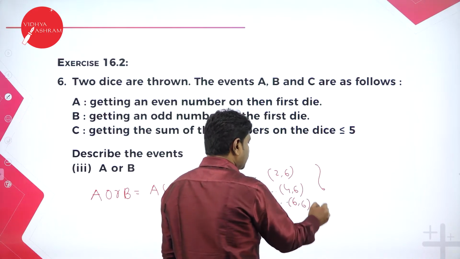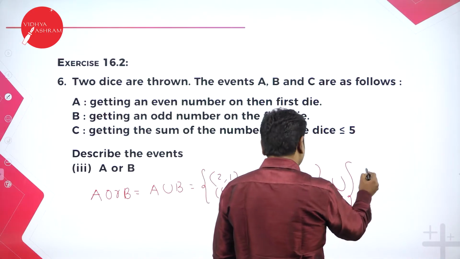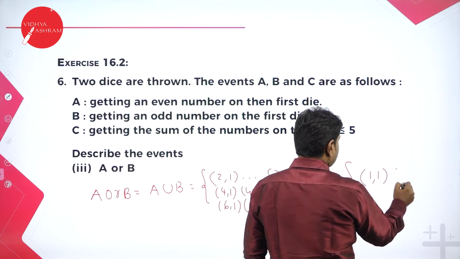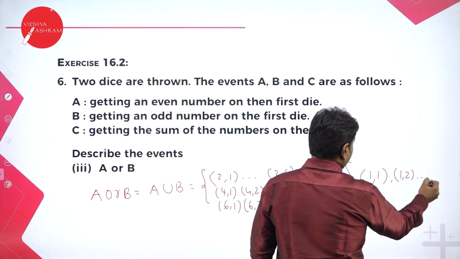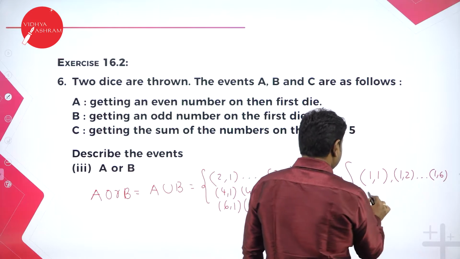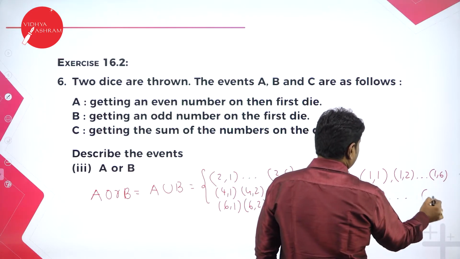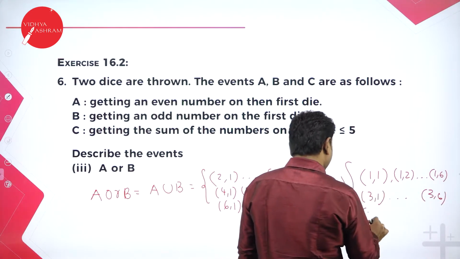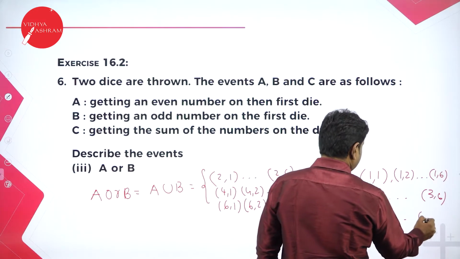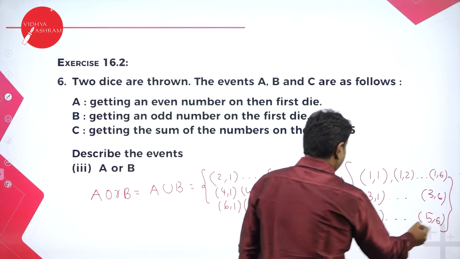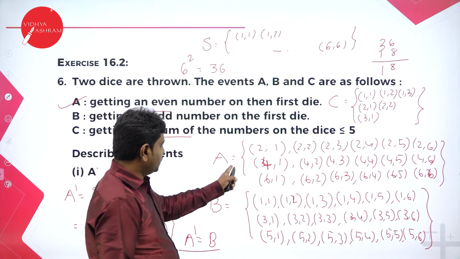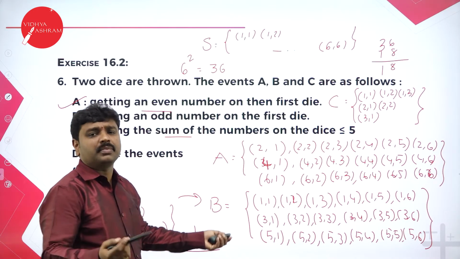With this, I should combine first number starting with odd. 1, 1, 1, 2 till what? 1, 6. Then 3, 1 till 3, 6. Whatever I have written in the end. So 5, 1 till 5, 6. So already we wrote this. I'm not repeating. So this is A, this is B. If you combine, you'll get the complete sample space.